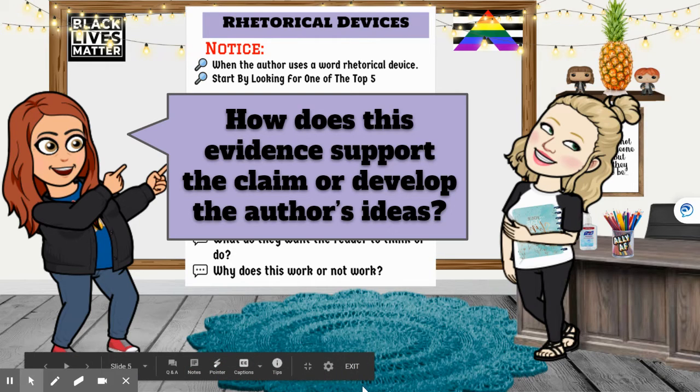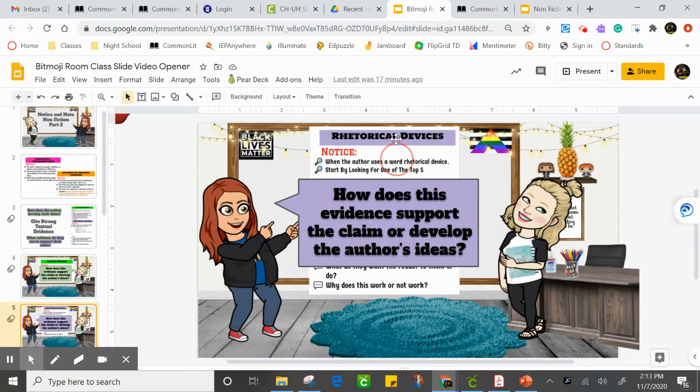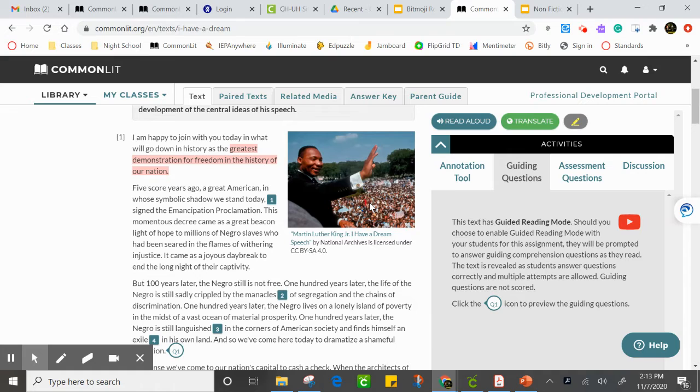Okay. So we're actually going to exit here for a second. And we're going to hop over to CommonLit, where we're going to take a look at what we should be doing as a review for when we are noticing things or highlighting and things like that.